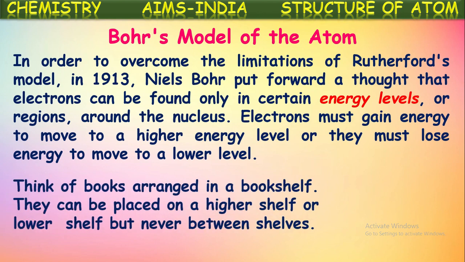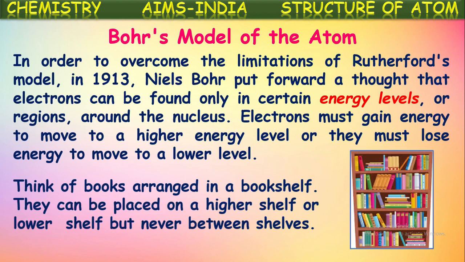Let us take an example. Think of books arranged in a bookshelf. They can be placed on a higher shelf or a lower shelf, but never between the shelves, isn't it? In a similar way, electrons also will be arranged either in the higher energy levels or in the lower energy levels, but no electrons exist in between the shells. That was explained by Niels Bohr.